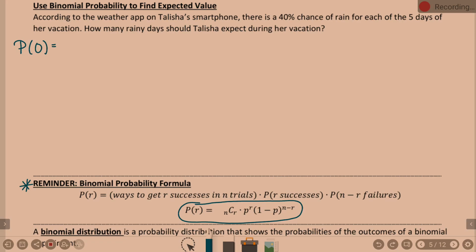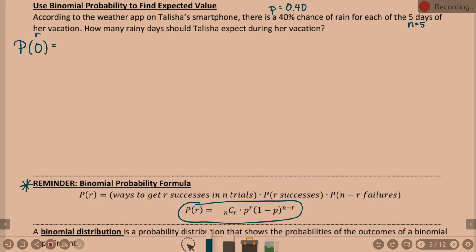So, with this in mind, nCr. Right now we're trying to find the probability of 0 days. So what is this 0? This is your r value, right? What is my n value? What's my total? n is 5. And then we're going to need the probability eventually. What's the probability? 40%, 0.40.